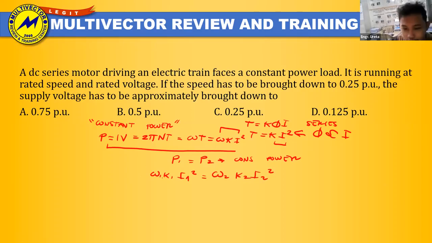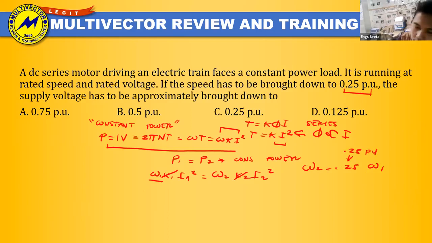Of course, K is constant, no? Magka-cancel lang siya. Okay, so dito sinabi sa problem, if the speed is to be brought down by 25 per unit from the original speed omega 1, bababaan daw natin yung speed up to 0.25. Therefore, omega 2 is 0.25 ng original speed, which is omega 1. Okay, ito yung 0.25 per unit na tinatawag.